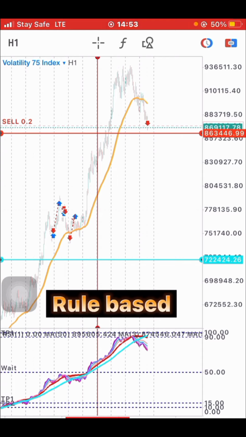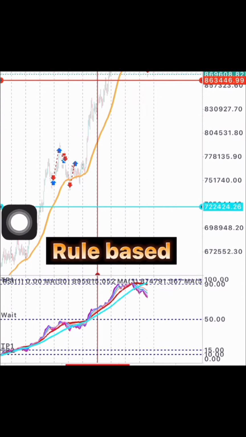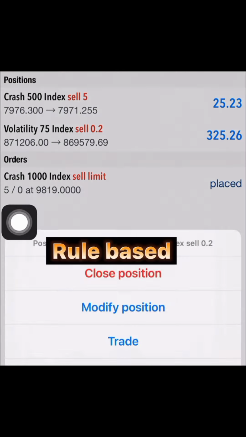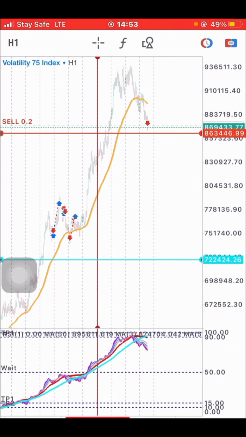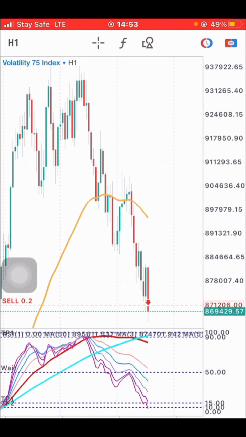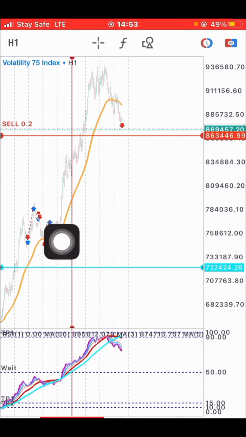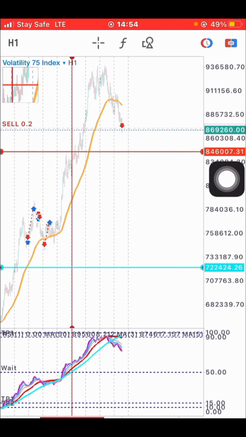Remember, every strategy must have a rule base that guides it. If you have a strategy that doesn't have rules, definitely you are not trading. You are just wasting your time, and sometimes the market may go against you. You see, this market has come down, but I still know my trend and my direction. I'm still holding some TPs here.